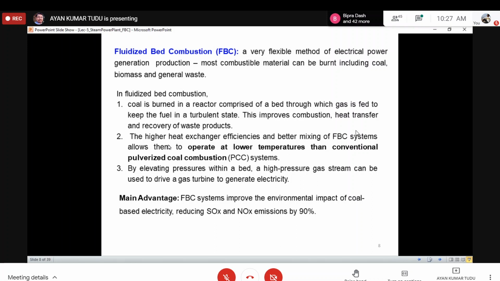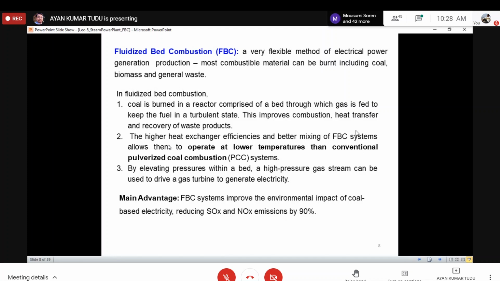Okay, this biomass. So in fluidized bed combustion, what is happening? Coal is burnt in a reactor comprised of a bed through which gas is fed to keep the fuel in a turbulent state. Because the fuel is in a turbulent state, this improves combustion, heat transfer, and the recovery of the waste products.